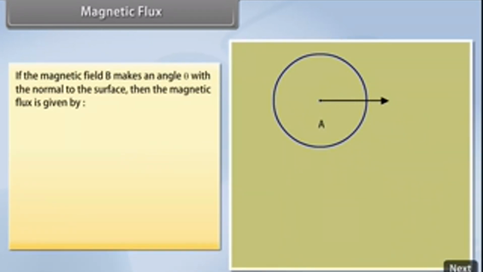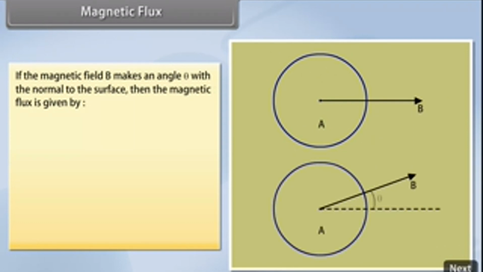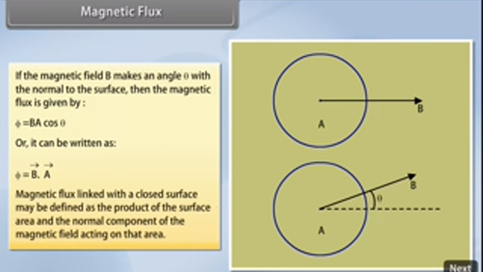If the magnetic field B makes an angle theta with the normal to the surface, then the magnetic flux is given by BA cos theta. Or it can be written as phi is equal to the dot product of B and A. Magnetic flux linked with a closed surface may be defined as the product of the surface area and the normal component of the magnetic field acting on that.